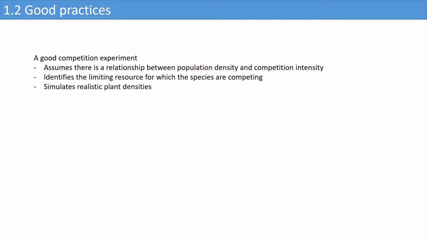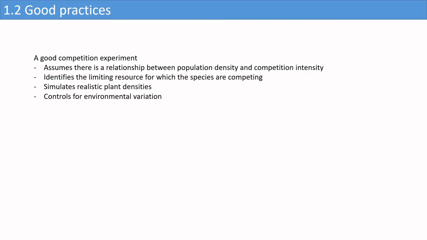So for this, in order to be sure that the plants are actually competing when growing nearby, you have to identify the limiting resource for which the species are competing. Is it nutrients? Is it sunlight? Is it maybe access to pollinators and so on? Then you need to simulate realistic plant densities. We saw that if they're too low, you might not see competition. If they're too high, it doesn't have any biological sense. And you need to control for the variation in the environment.